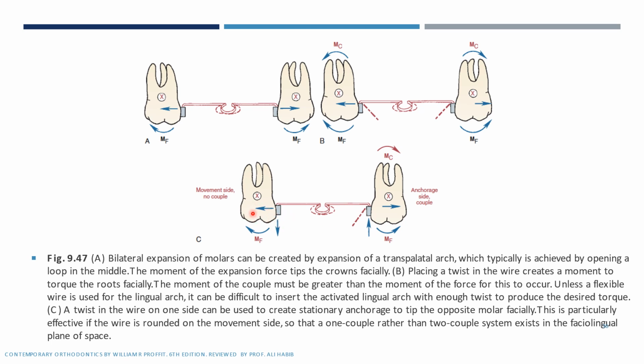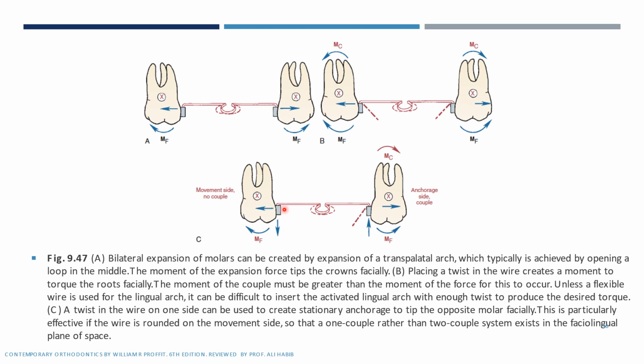And sometimes if you want to do just bodily expansion, unilateral expansion, what you do is a V bend on one side, so you activate the moment of the couple on one side. This will allow this tooth to experience more of a tipping movement, so repeating bodily movement of this tooth against tipping. Of course the tipping will prevail and you expect the tooth to flare.